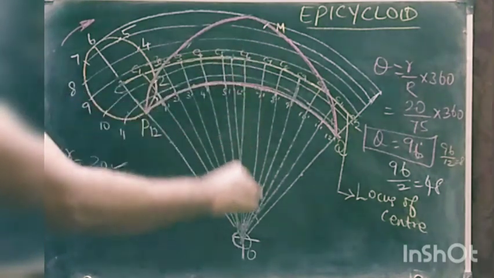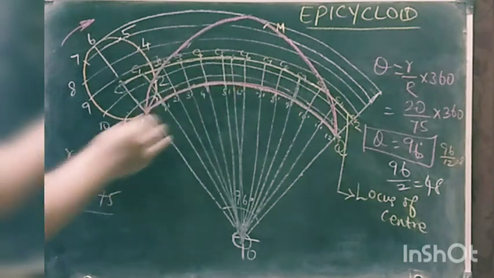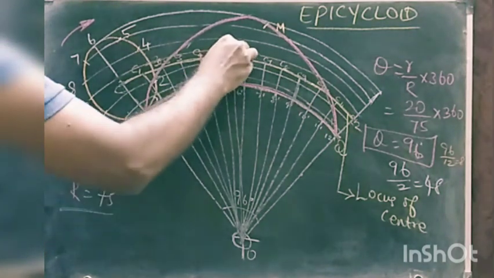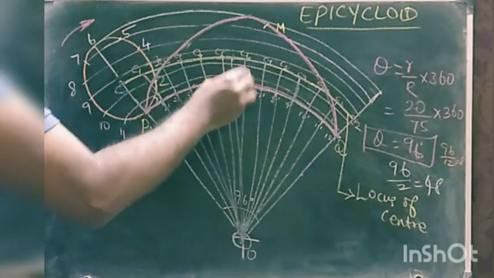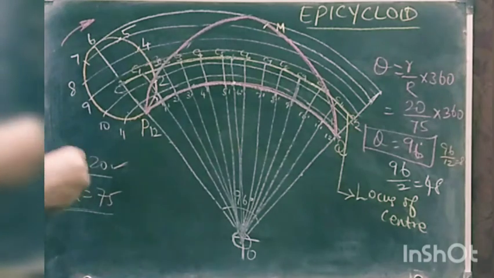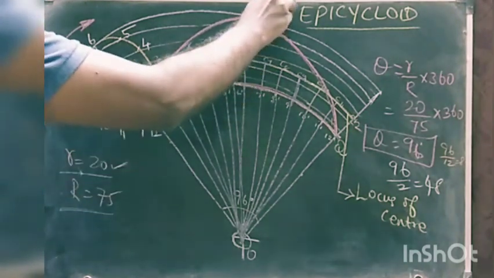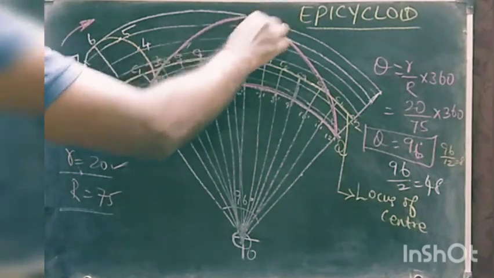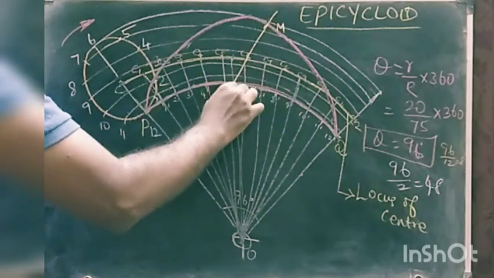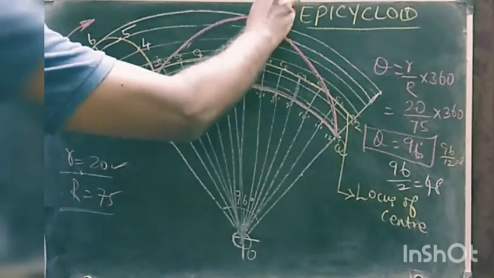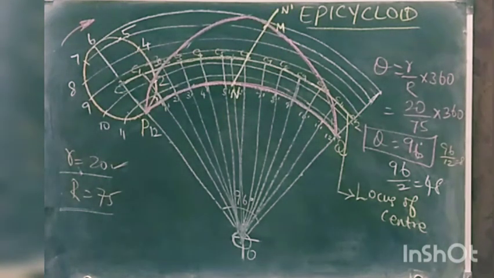Reverse while joining this point, definitely it will intersect at the base circle. You capture this point. Now join this point and this point, and extend the line outwards. Okay, so you may get it like in this manner. Now this point I'm going to call N, and this point I'm going to call N dash. This N N dash is nothing but the normal line.